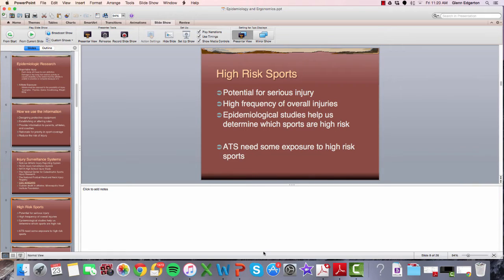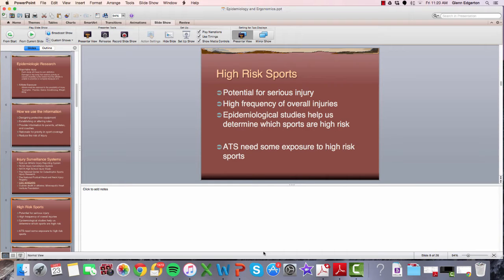It also helps us to determine what sports are considered to be high risk, what sports are considered to be low risk, but sports that have a high risk of injury, you're going to be able to confirm that through epidemiological research. You know, are there sports that have a potential for serious injury, a high frequency of overall injuries? Those studies help us to determine which sports are high risk.